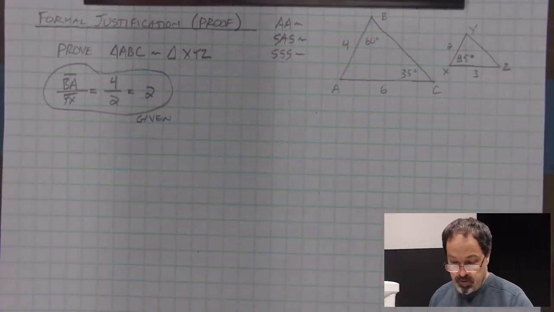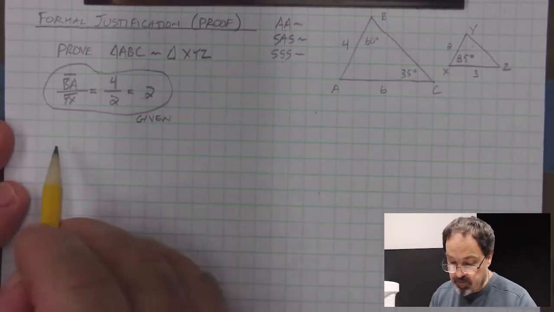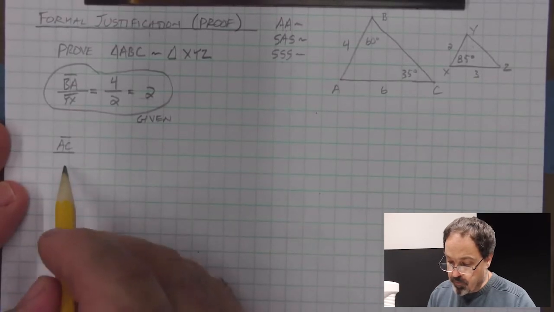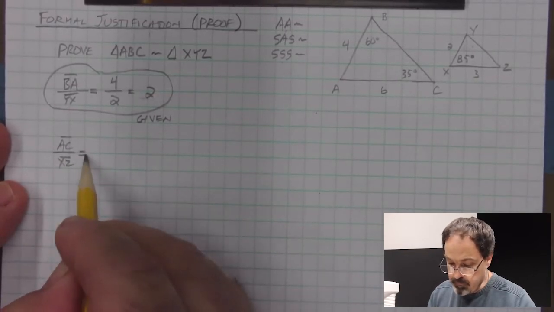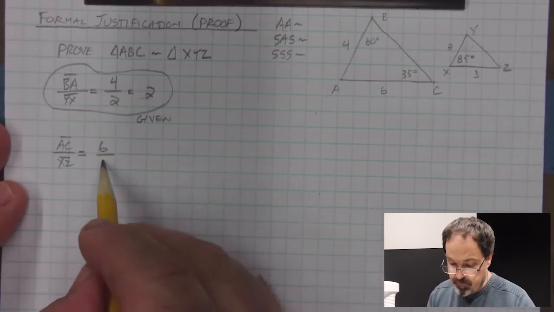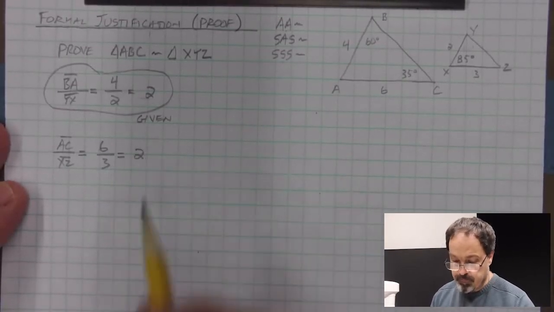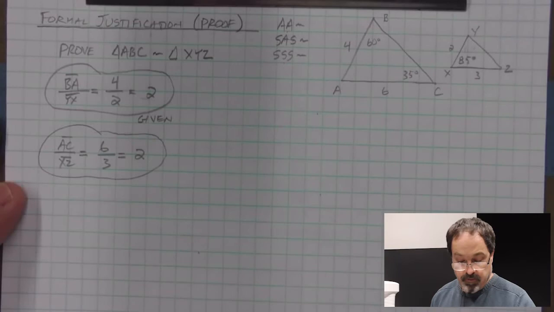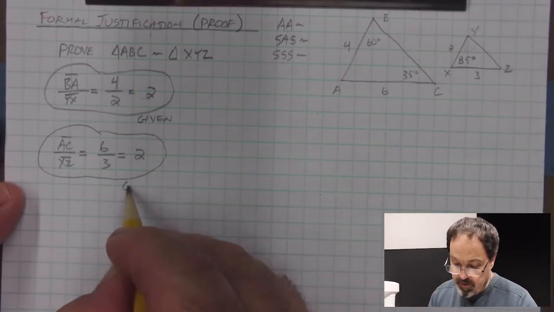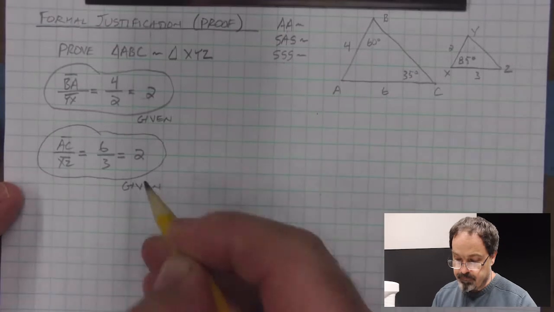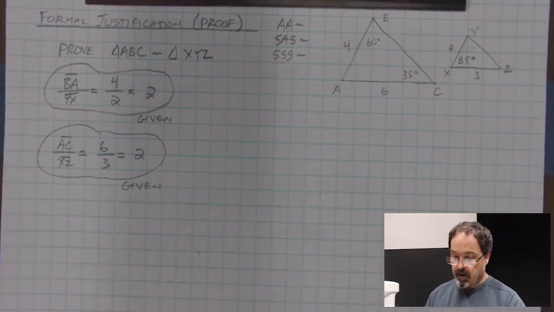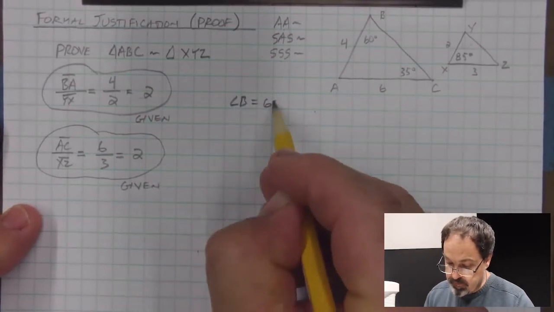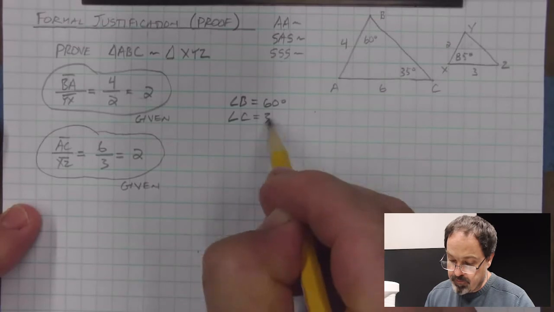I also have two other corresponding sides. I can do the same thing. I can make a ratio of sides AC over XZ is equal to the given measures, 6 over 3, and that reduces to 2. This is a fact. I put it inside of a bubble or a circle, and the justification to the bottom right outside is it's based on given information. I have given angle measures. Angle B is equal to 60 degrees. Angle C is equal to 35 degrees.